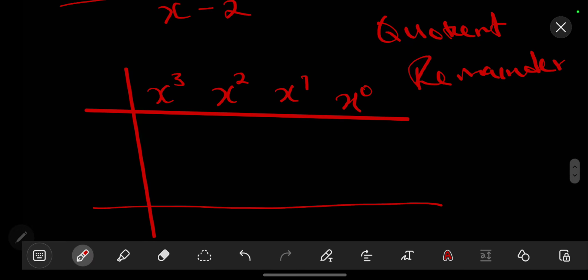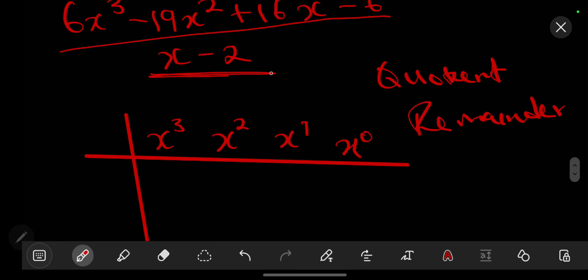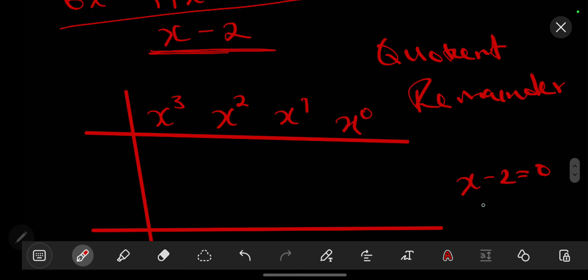Then what we are going to do is this. Get your divisor, the one you're dividing into another, and equate it to 0. So you are going to get x minus 2 equal to 0. Then your x should be equal to 2. So you are going to put 2 here.